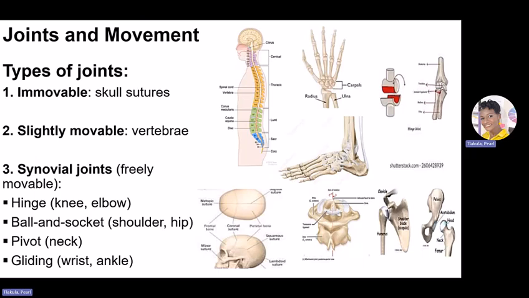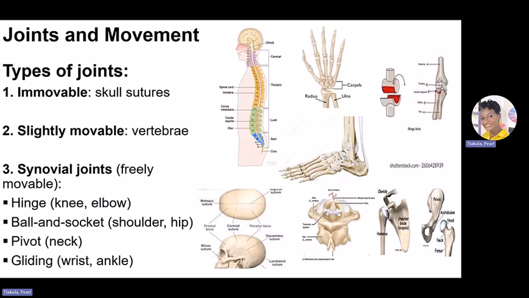Joints and movements. Types of joints. We have 3 types of joints. We have what we call immovable joints. These are the skull structures. You can't move them. We have what we call slightly movable. These are the vertebrae. You can move them slightly. And we have what we call the synovial joints, which can freely be movable.